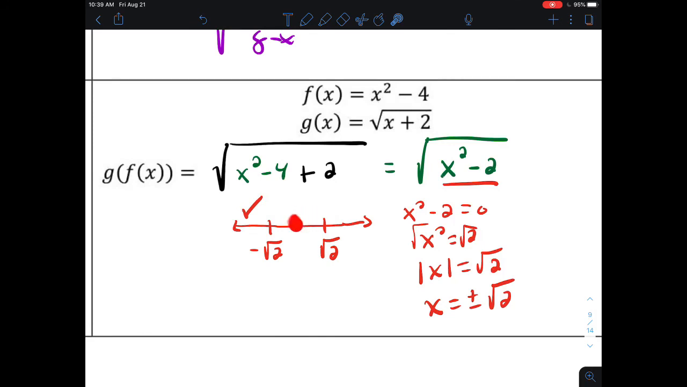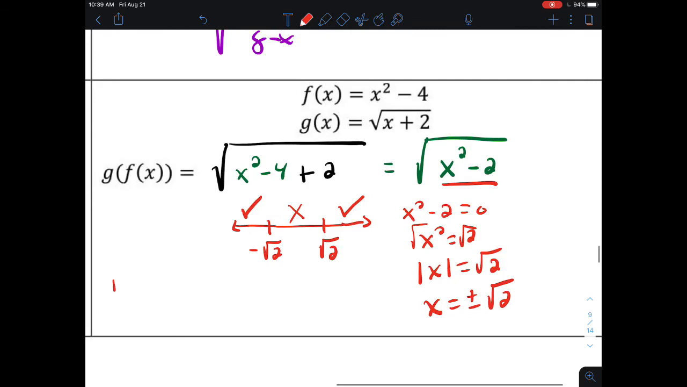Now let's pick a number that lies in between positive and negative square root of 2, like 0. If I put in 0 for x, I square it, that makes 0. Minus 2 is negative 2. I can't take the square root of a negative and be real, so I can't do in between those two values. And lastly, pick a number bigger than the square root of 2, like 3. Positive 3, square 3 makes 9, minus 2 is 7. That's bigger than 0, so that works.